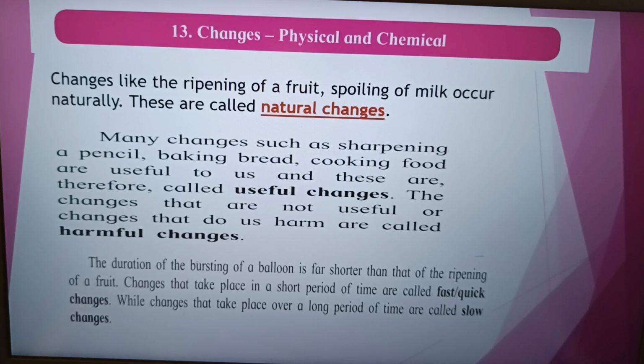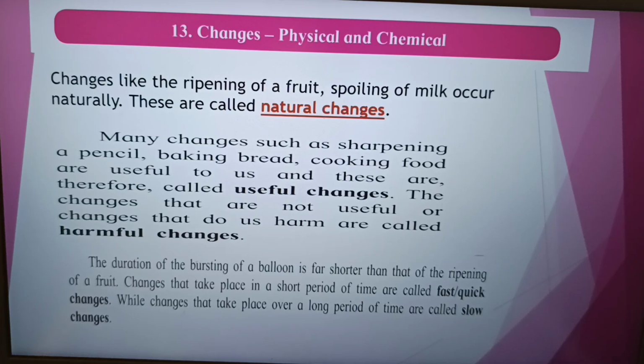It is given here, that is ripening of a fruit and spoiling of milk. We are not doing anything to make such change. If you have brought a raw fruit from the market and keep it in your kitchen for 2 or 3 days, it ripens. So this type of change is called natural change.